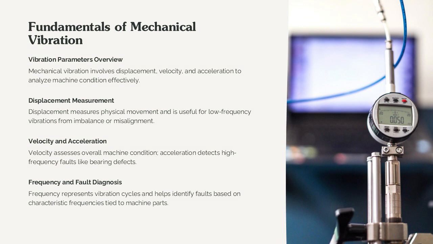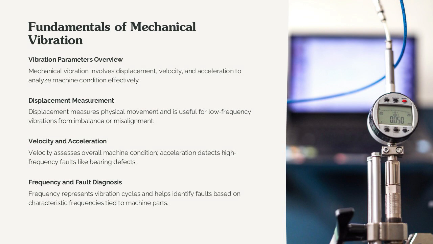Vibration acceleration, measured in Gs or meters per second squared, is particularly sensitive to high-frequency events such as bearing defects and gear mesh issues. Accelerometers are the most commonly used sensors because acceleration data can be mathematically integrated to obtain velocity and displacement. Another critical concept is vibration frequency, which represents how often vibration cycles occur per unit time. Frequency is usually expressed in Hz or cycles per minute, CPM.